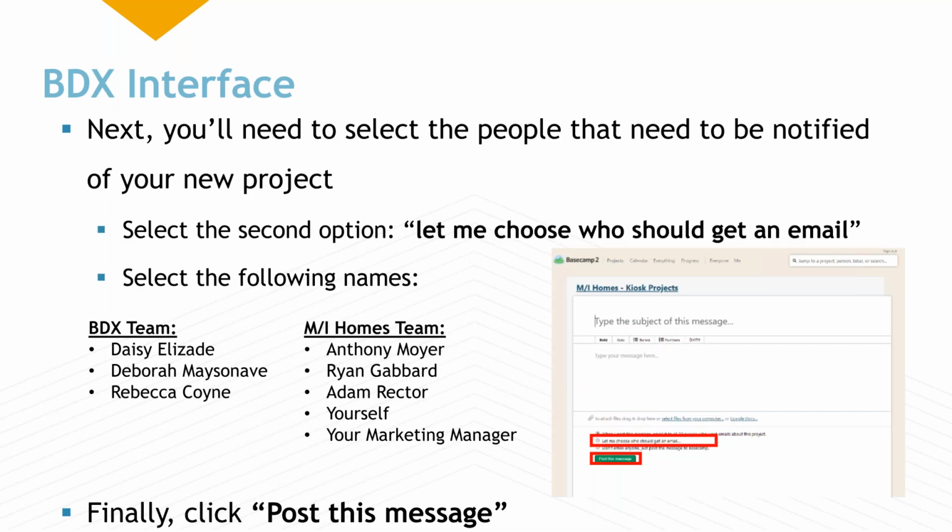Next, you're going to need to select the people that need to see this new project. So there at the bottom, you're going to choose, let me choose who should get an email. And I've provided the list of names. So on the BDX team, you're going to need Daisy, Deborah, and Rebecca. And then on the MI Homes team, please select Anthony, Ryan, and Adam from our IS teams, yourself, and then your corresponding marketing manager. And then finally, you'll just click post this message.